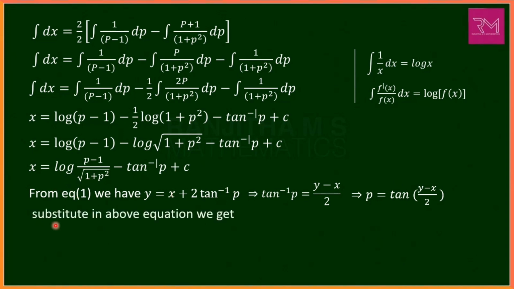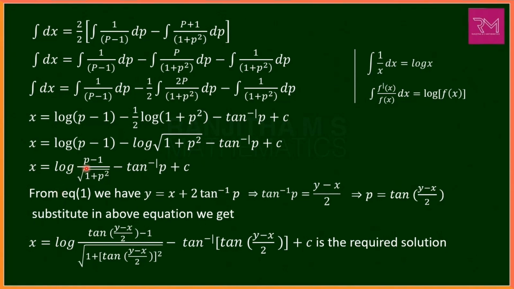Substituting the p value in the above equation, we get x is equal to log of, in the place of p, tan of y minus x divided by 2 minus 1, divided by square root of 1 plus p square, that is, tan of y minus x by 2 whole square, minus tan inverse p, which is tan of y minus x by 2, plus c. So this is the required solution for the given nonlinear differential equation.